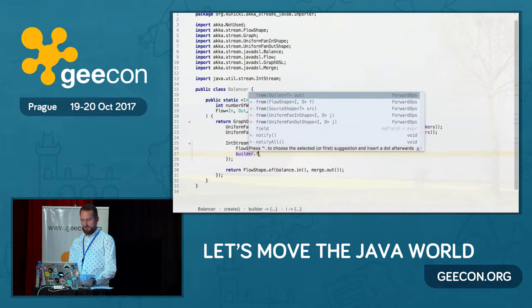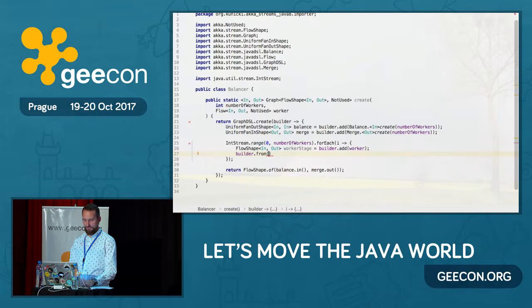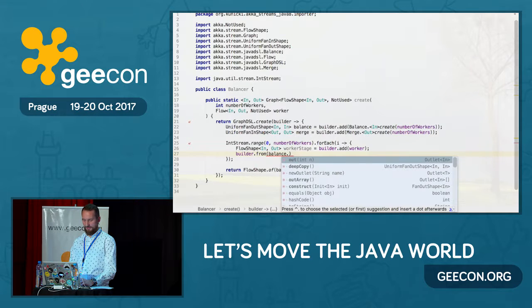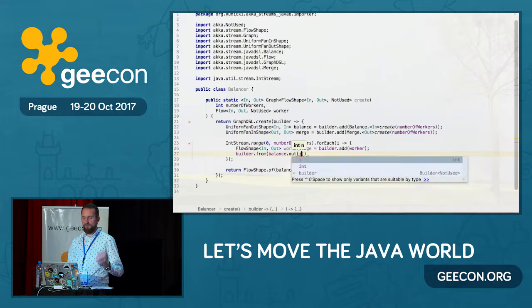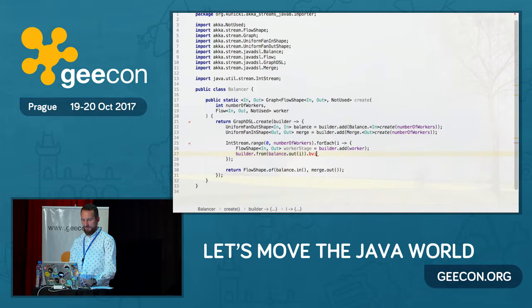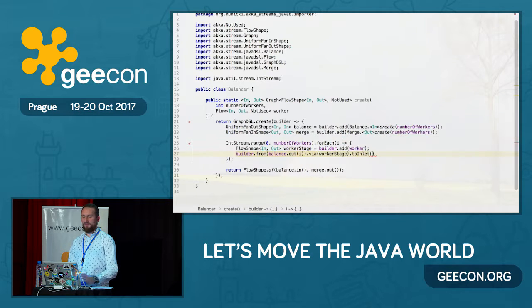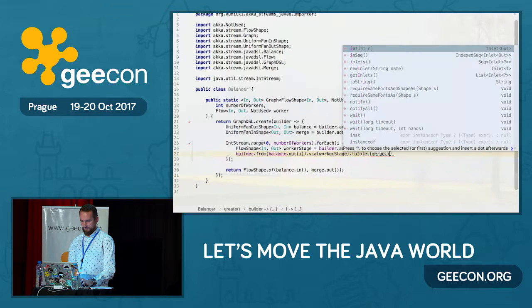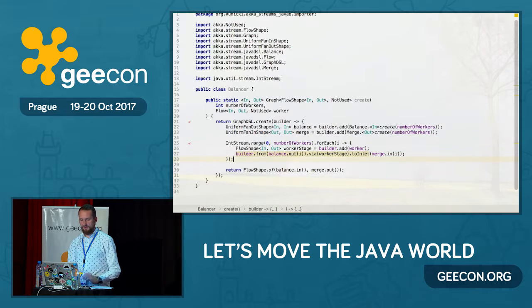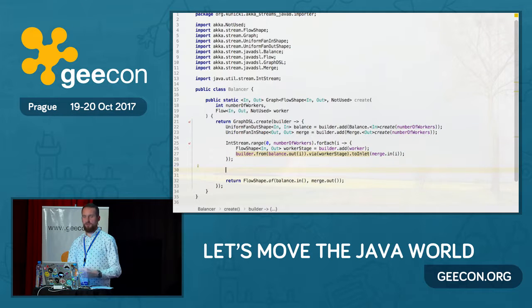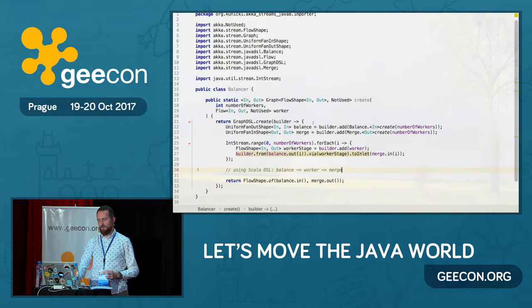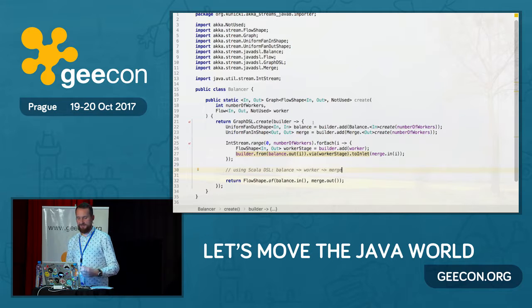And now we need to connect everything together. So we're going to take one of the outputs of the balance stage, number i, connect it to the worker stage, and then connect it to one of the inputs of the merge stage. So this is the Java API, and actually if you did it in Scala, it would be a bit easier, because in Scala you would have this magic arrow operator which would do all the adding to the graph and putting it all together.